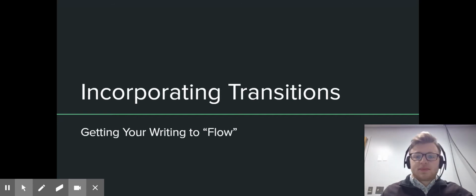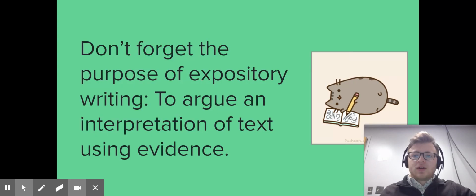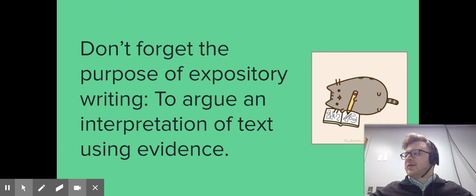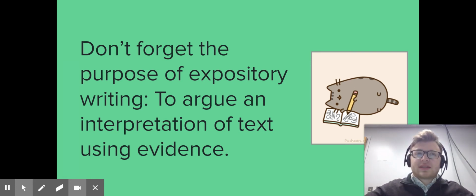And the easiest way to do this, a huge part of getting writing to be cohesive, is getting transitions in between your thoughts. Okay, so the purpose of expository writing, the purpose of essay writing as we do it, right? We've learned about argumentative writing in younger grades, where we're getting the gist of how to incorporate an argument into our writing. But really, what you do in high school is expository writing, where you're arguing an interpretation of the text that you're reading using evidence. You can do expository writing for nonfiction text. You can do expository writing, of course, for fiction text, as we are doing. And you are arguing your specific interpretation of the text, providing evidence to back that up.